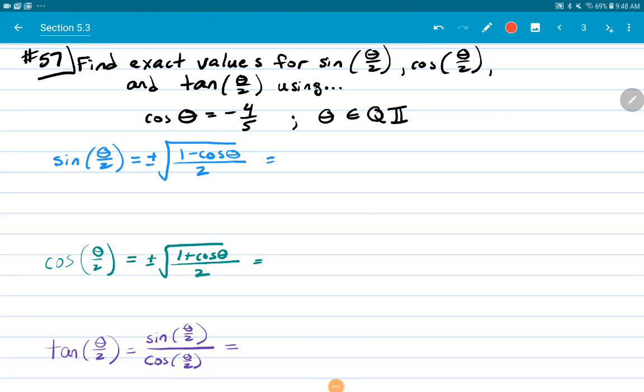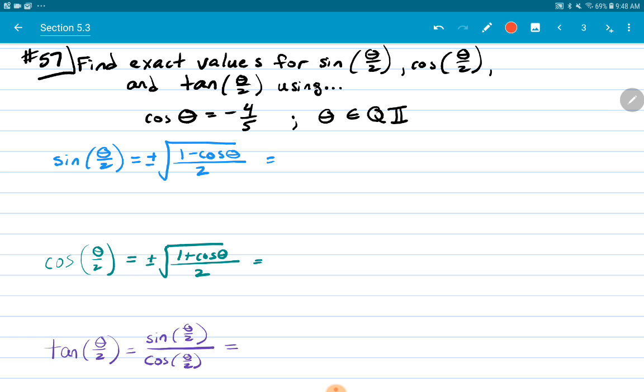Section 5.3, number 57, we need to find the exact values for the half angles of sine, cosine, and tangent. In these formulas, which I wrote here in the color below, you see we only need the cosine. So I'm planning on using the sine over cosine relationship for tangent, and if that works out nicely, then we'll be done with that and won't have to use the other half angle formula for tangent. So let's start with this.